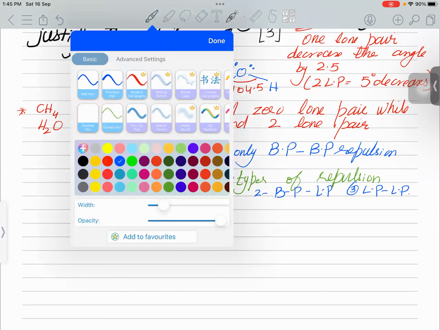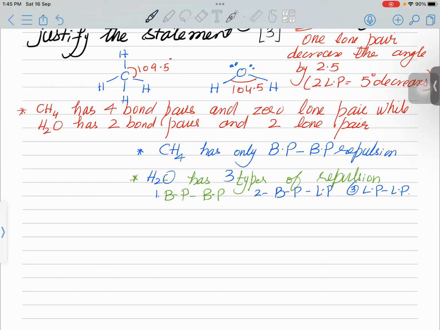Third point is: lone pair-lone pair repulsion is greater than bond pair-lone pair, which is greater than bond pair-bond pair.